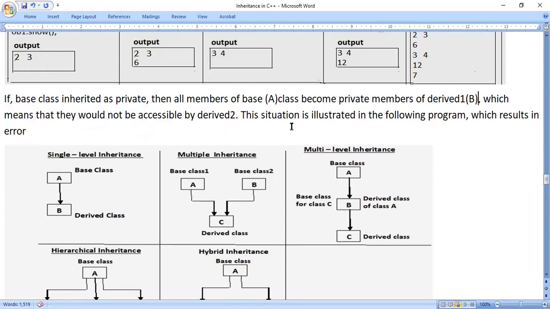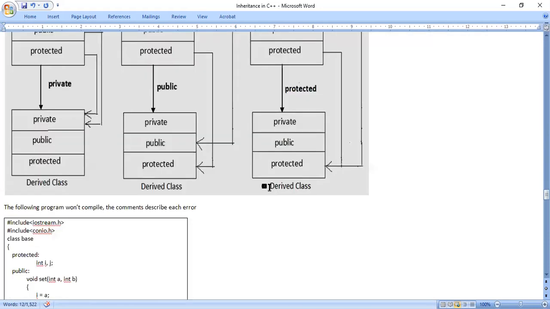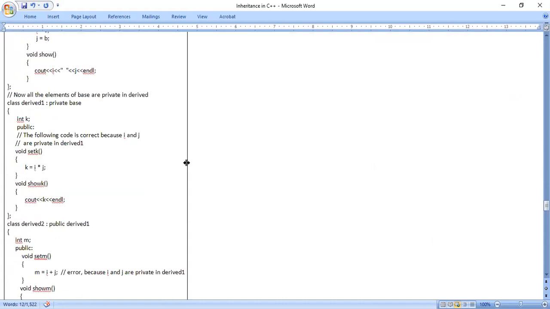So what I have done in the example, from class A to class B, I have taken the data P and B. From B to C, if I have carried that data, we were getting an error. So that only, it would not be accessible by derived 2. This situation is illustrated in the following program, which results in error. If you try to access, you will get an error. So let me see where it is present. In this program, it is present.